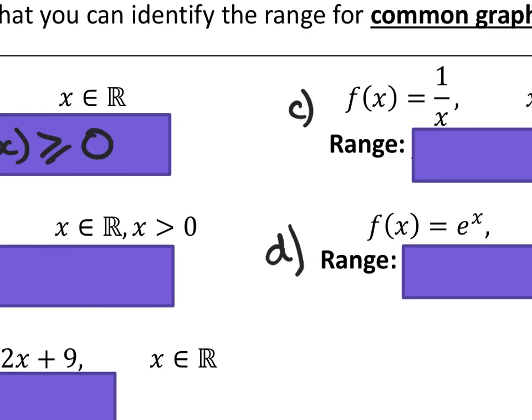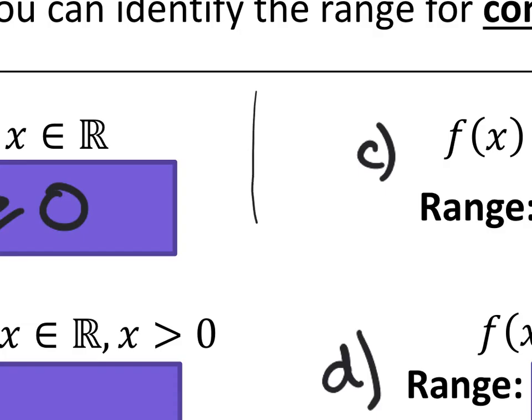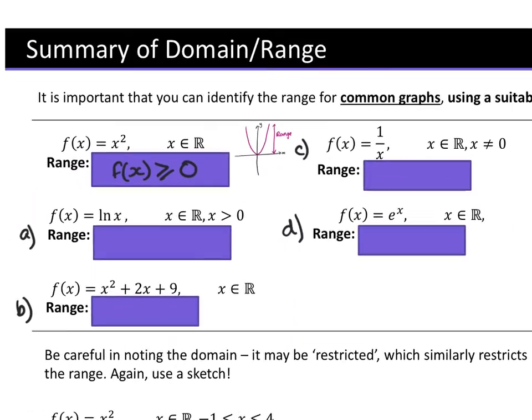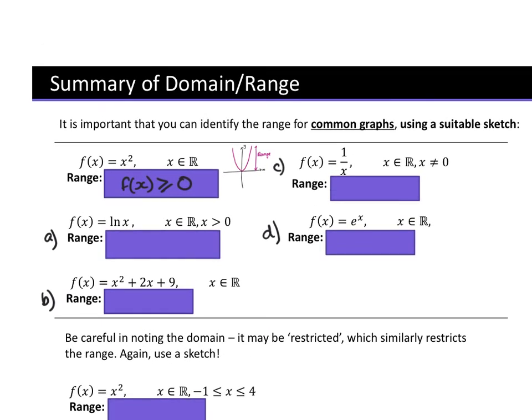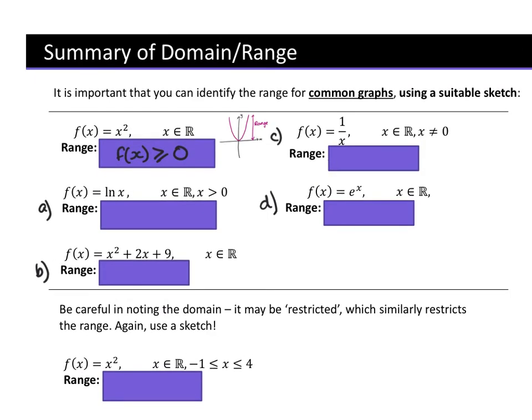If I just sketch x squared for us, okay? Remember when we sketch, we always label our axes. And we know that x squared looks like this. And we can see that our range of values is our possible output, which is on our y-axis, okay? So my range is always going to be greater than or equal to 0. So what I would like you to do is for each A, B, C, D, please can you sketch the graph and then discuss the range.